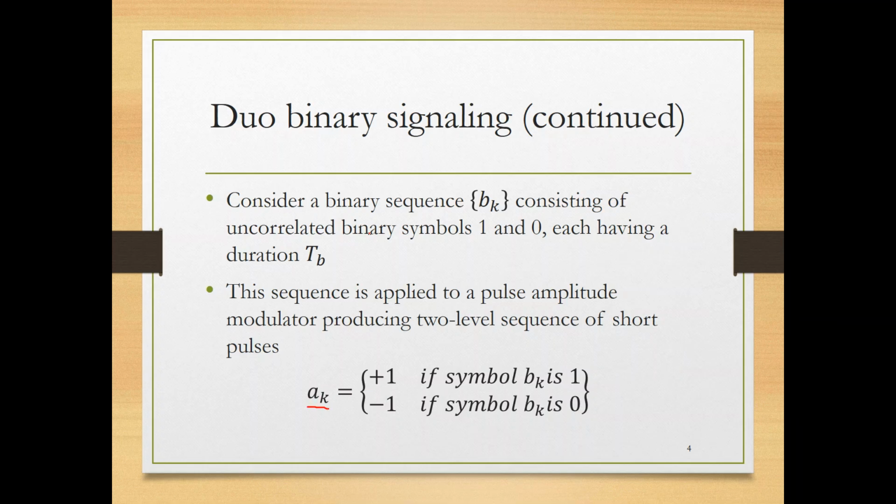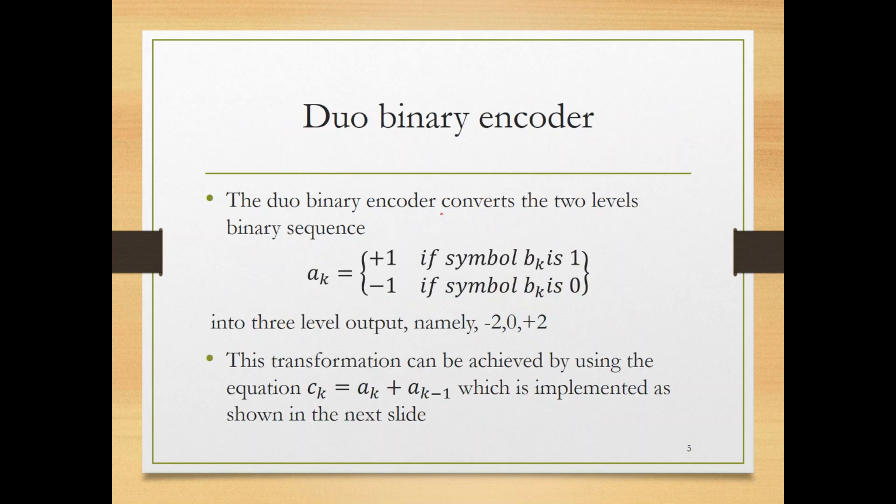So what do you have now? You have BK, which is the sequence of bits, and you pass it to an amplitude modulator, and the result here, AK, is a sequence of minus ones and plus ones. The dual binary encoder converts the two-level binary sequence, which is AK, to a 3-level output, namely -2, 0, +2. So from +1, -1, you get -2, 0, and +2.